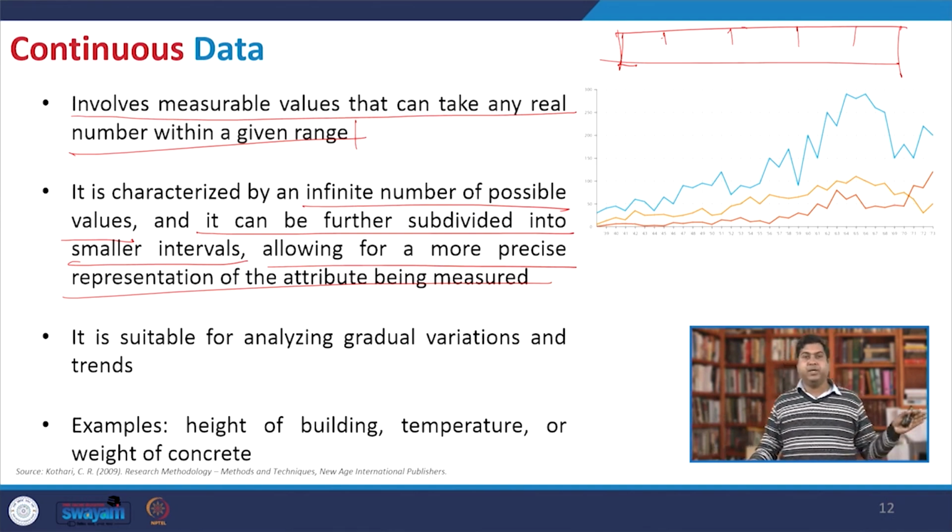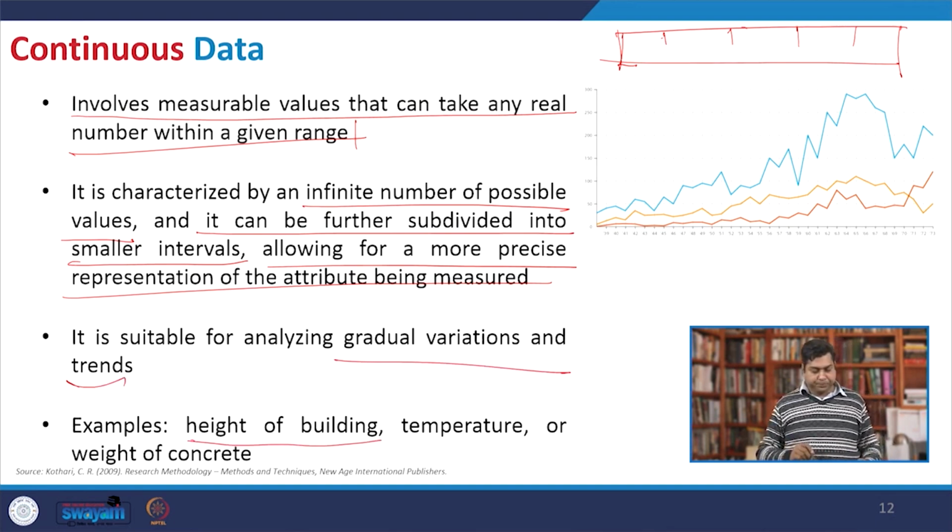Say, for example, whenever you have such a kind of change in the value, like this graph for your electrocardiogram, or that ECG plot where you have those beats, or maybe the way the Sensex goes up and down. So this is also having some sort of continuity. It is suitable for analyzing gradual variation and trend.